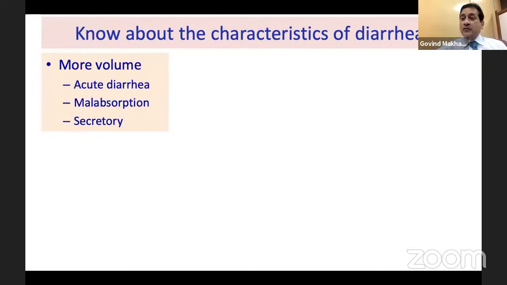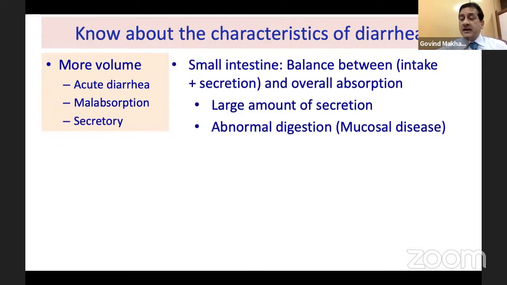Therefore, more volume can occur because of acute diarrhea, which is mostly secretory. More volume can occur because of malabsorption. If there's a diffuse mucosal disease, there will be malabsorption, or any cause in the GI tract or outside the GI tract, which leads to a lot of neurohormonal secretion that can lead to a secretory form of diarrhea, which is more watery in nature.